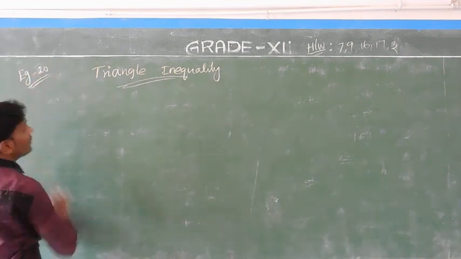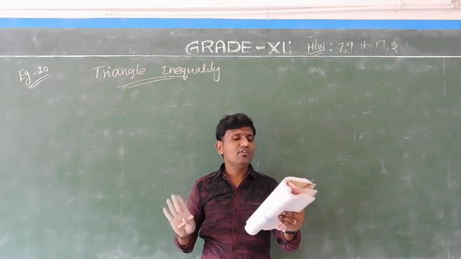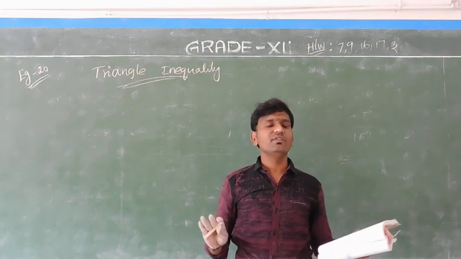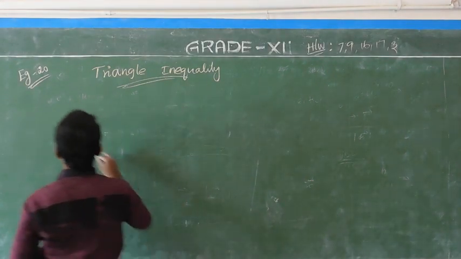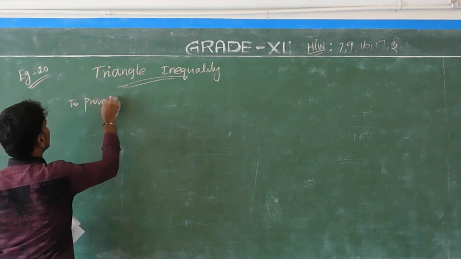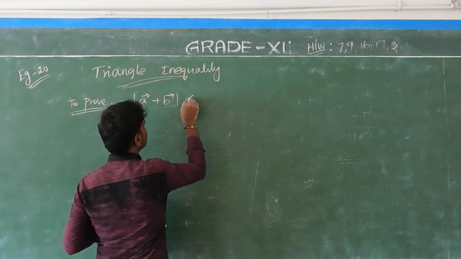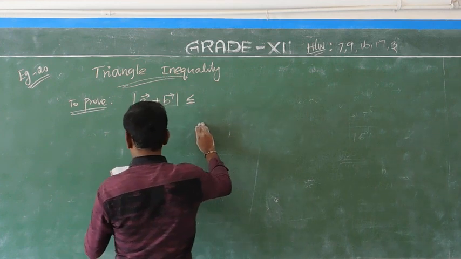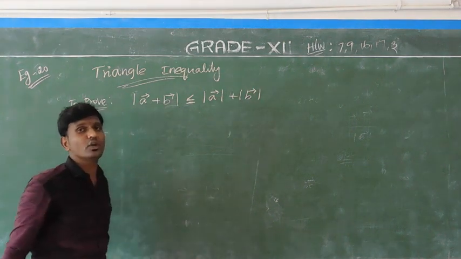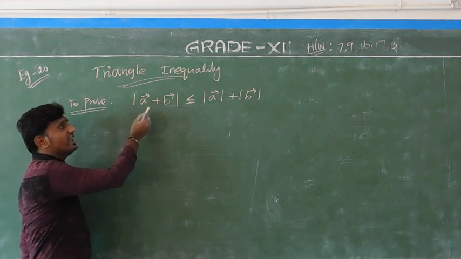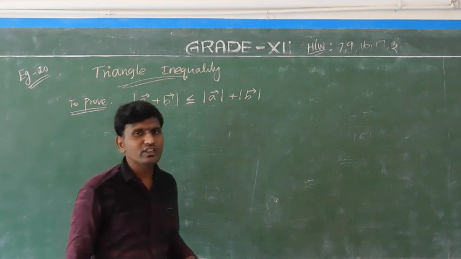Example 20. For any two vectors a vector and b vector, we always have the modulus of a vector plus b vector is less than or equal to the modulus of a vector plus the modulus of b vector. So this is your triangle inequality. The modulus of a vector plus b vector is less than or equal to the modulus of a vector plus the modulus of b vector. So that one we are going to prove.